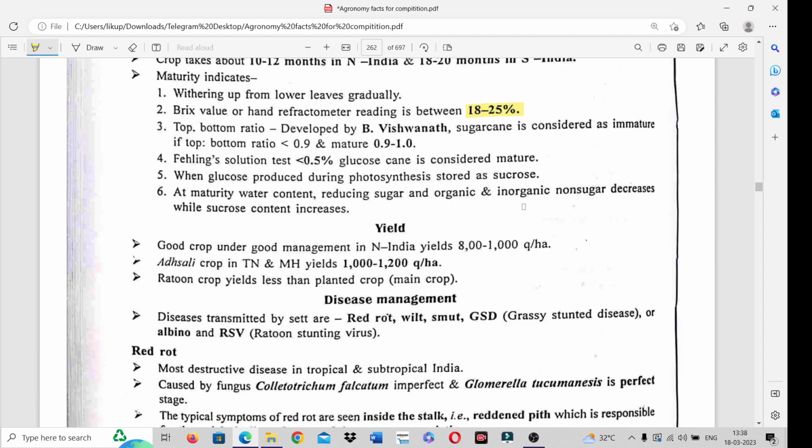A good crop under good management in North India yields 800 to 1000 quintal per hectare. Adsali crop in Tamil Nadu and Maharashtra yields 1000 to 1200 quintal per hectare. Ratoon crop yields less than the planted crop.